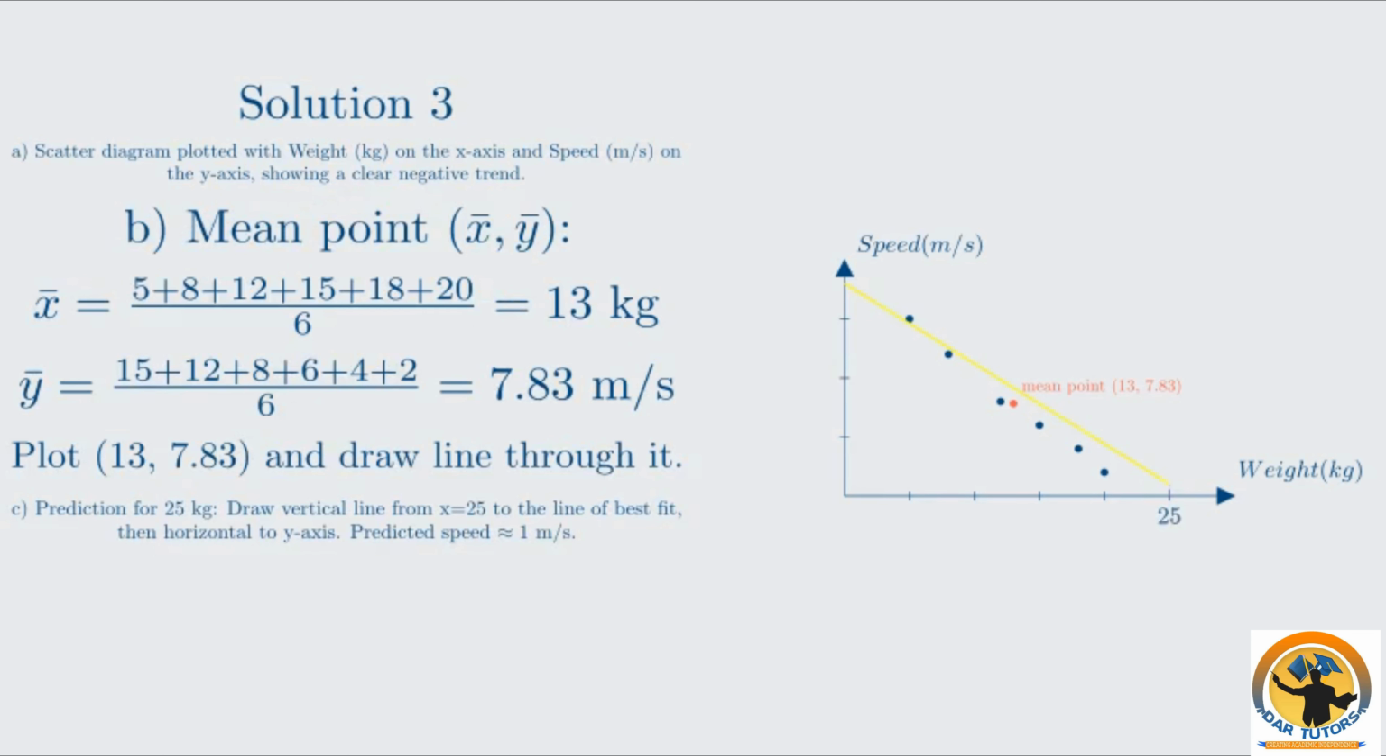For part C, we use our line to predict the speed for an animal weighing 25 kilograms. This is an extrapolation, as our data only goes up to 20 kilograms. We find the prediction is approximately 1 meter per second.